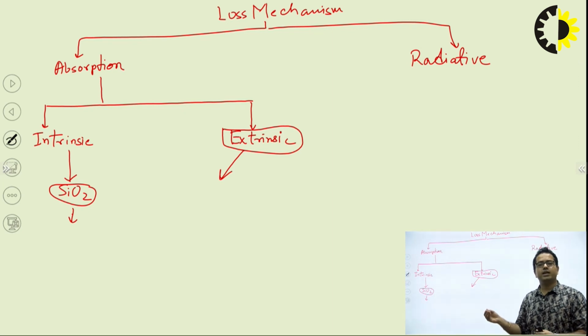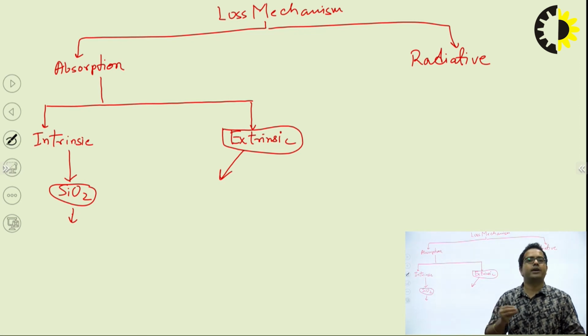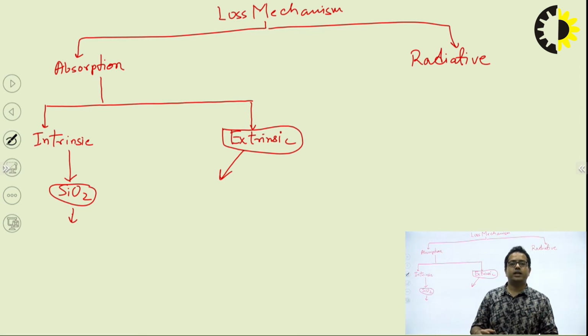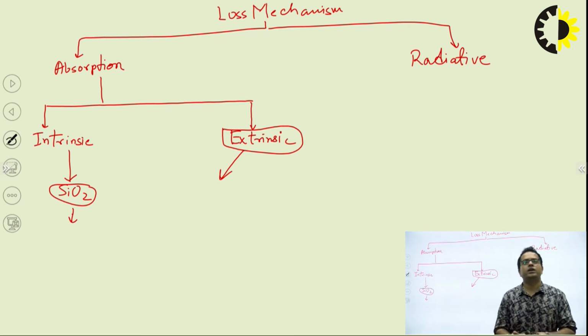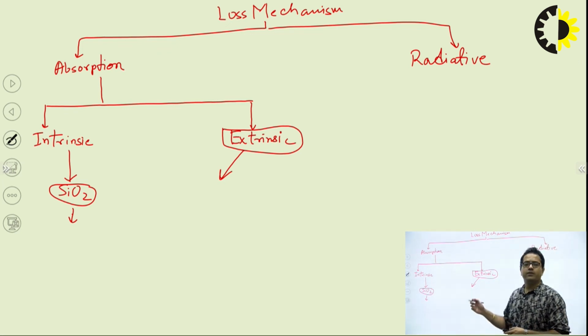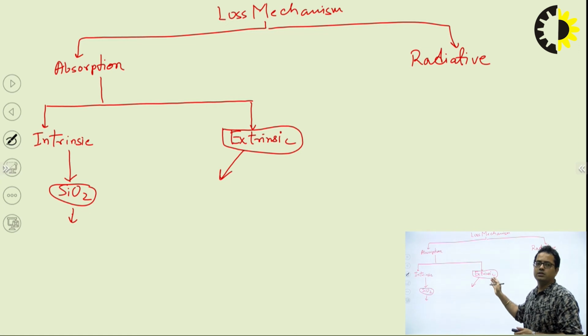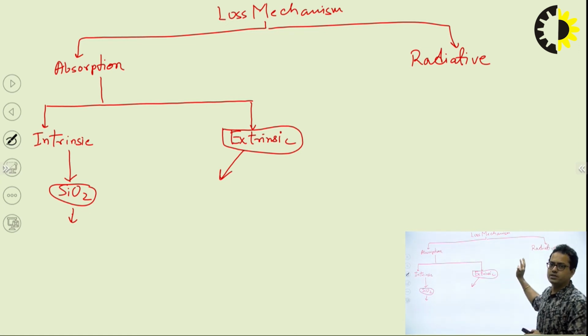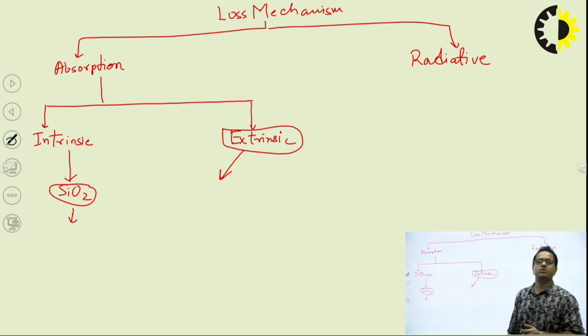This basically occurs because some problem arises in the manufacturing process, and we know that in the atmosphere there will be moisture. So we have to avoid absorption due to the hydroxyl ion that gets covalently bonded with the silicon atom. So in our next lecture, we will discuss from here. We will discuss some more points related to the extrinsic factor, and apart from that, we will also discuss the power that gets lost because of radiation.